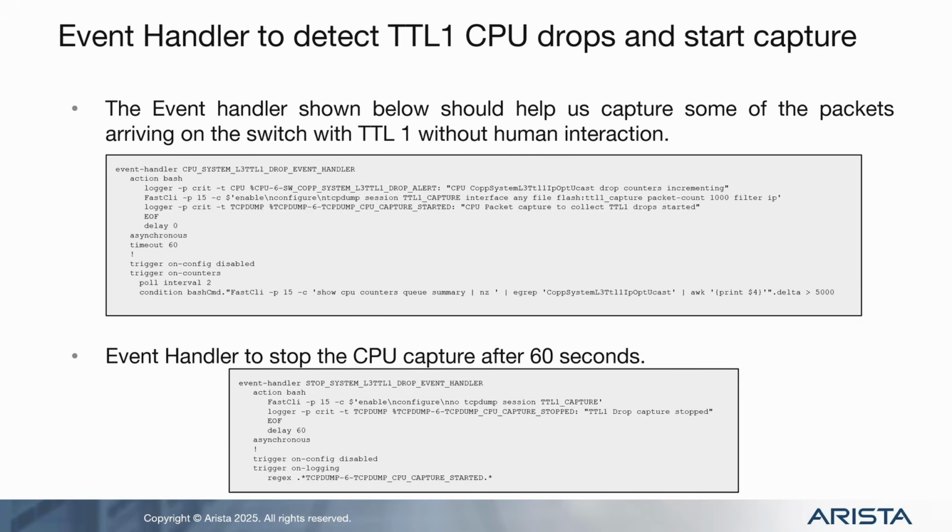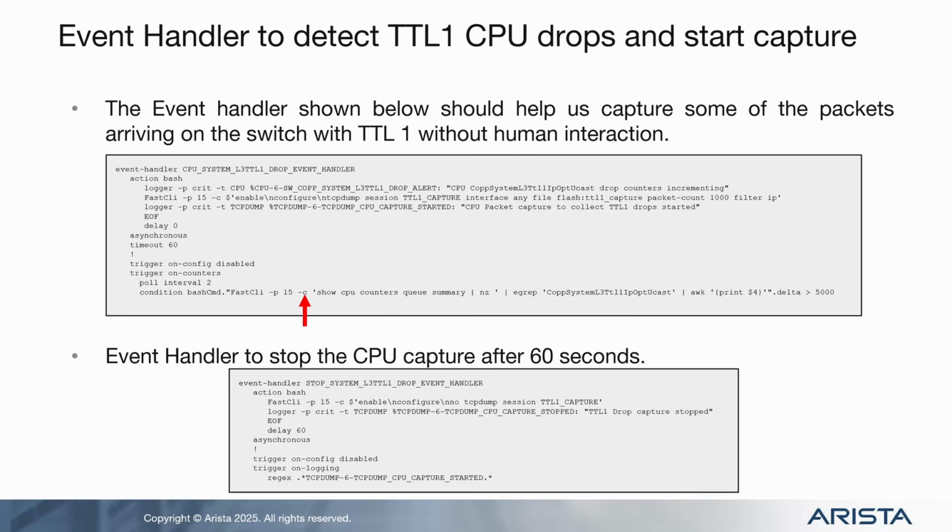The first thing that we have is poll interval set to 2 seconds. What that means is that we are going to be evaluating this condition every 2 seconds. Now, in the condition, we are going to be executing an EOS CLI command. This command will be executed from within bash. This is the reason why we have FastCli, and then we have -p, which is to define the privilege mode, in this case privilege 15, and then -c, which is going to take the actual EOS CLI command as an argument.